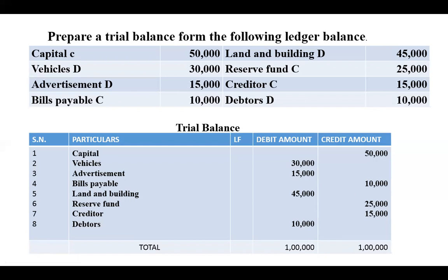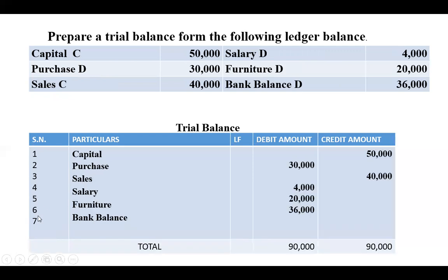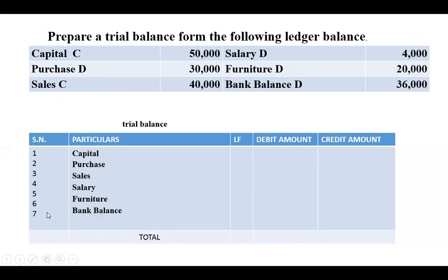Let us go for the second trial balance also. I have given the second trial balance also. So this is the entry. Capital is there, let us write the names first: capital, purchase, sales, salary, furniture, bank balance. So these are the 6 items: 1 2 3 4 5 6. Yes, that's 6.